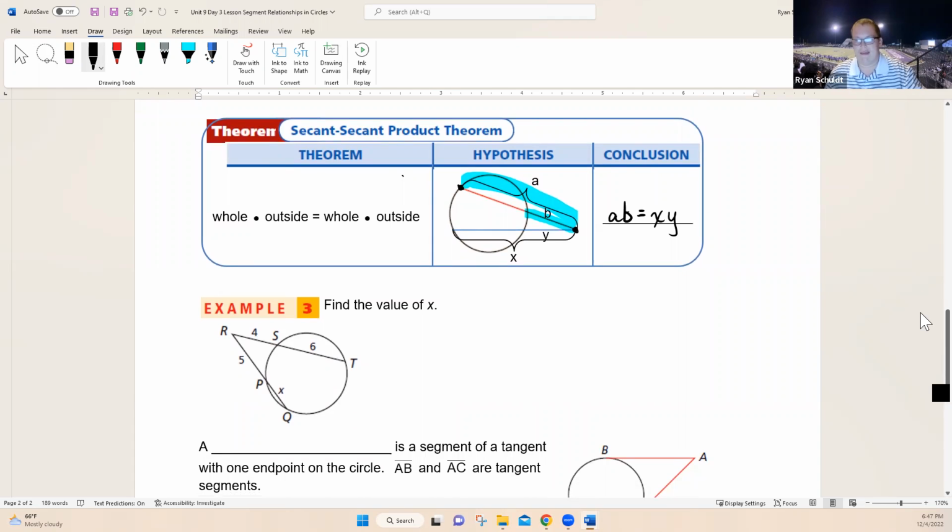So let's look at this example. Now, I see they give me each piece. That's great. I'm going to need the whole. All the way from R to T is what? 4 plus 6 is 10. All the way from R to Q, 5 plus X.